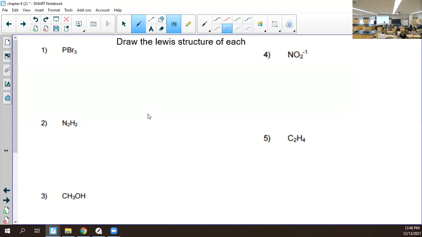Can someone tell me why NO2 has a -1? Whoever said because it was odd, that's what I was looking for. It can get one more electron. Now it's even, and it can complete the octet.